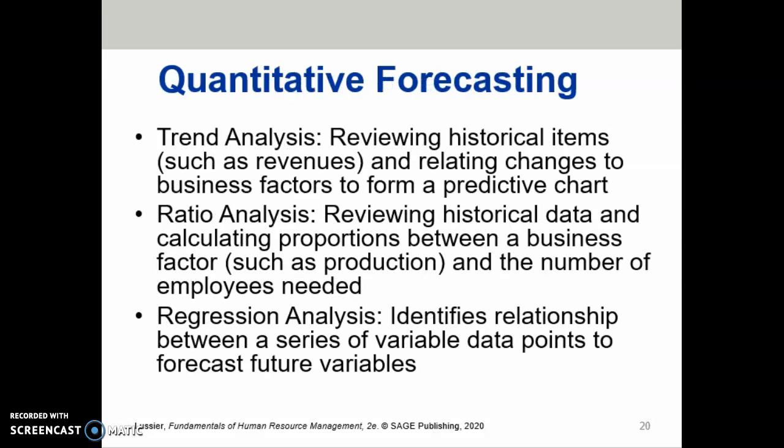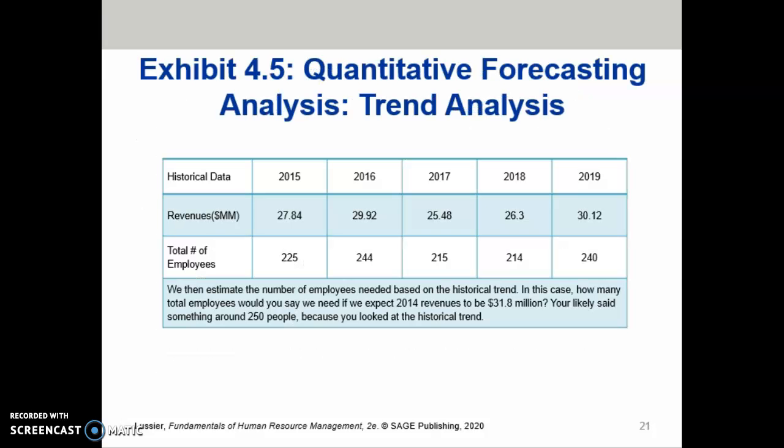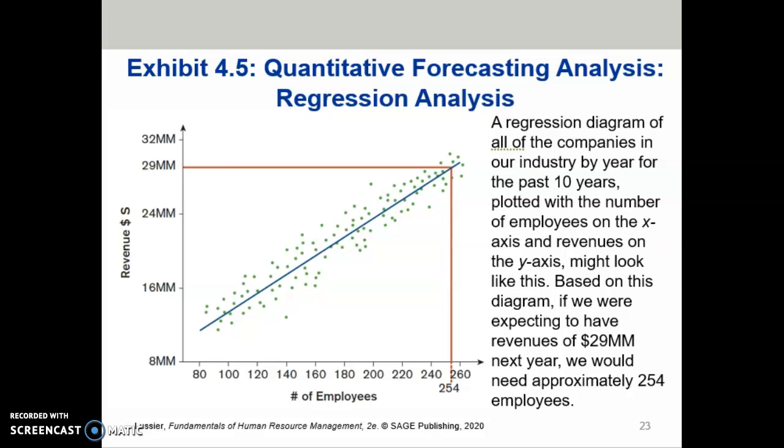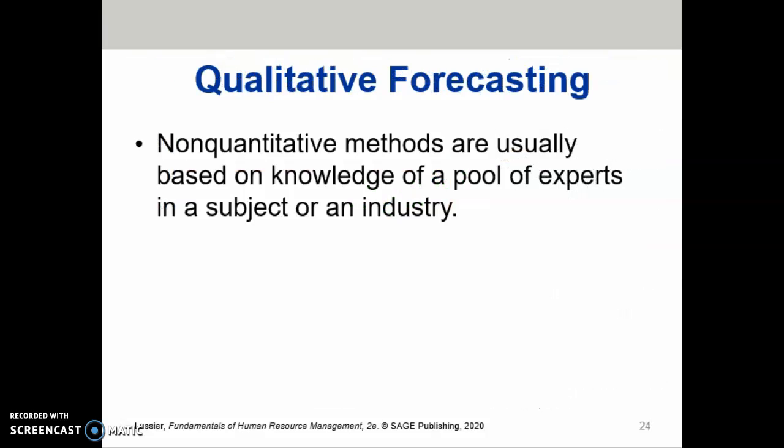So there's 3 methods to quantitative forecasting. It should be done in 2 distinct steps, quantitative and qualitative. And there's different types of analysis. Here's an example of that. All the 3 different ones. And then there's qualitative, which is non-quantitative or non-math. And they basically use experts to come up with a consensus.